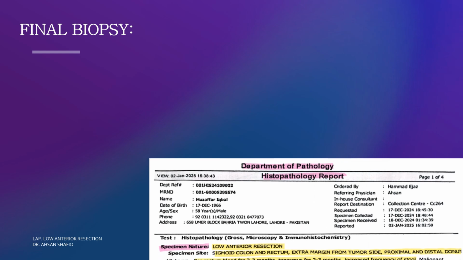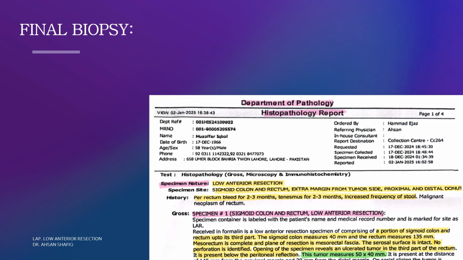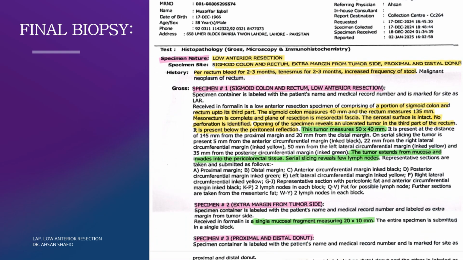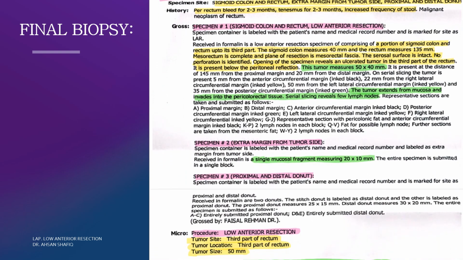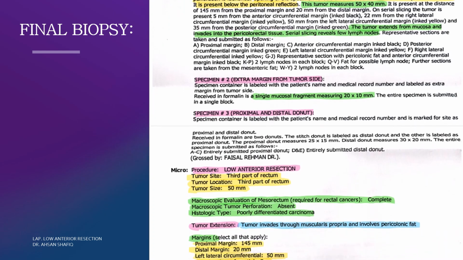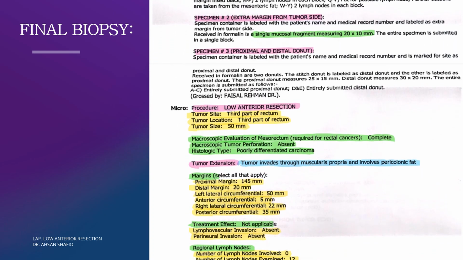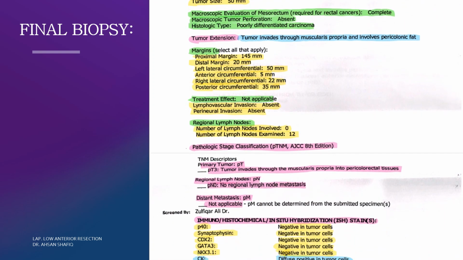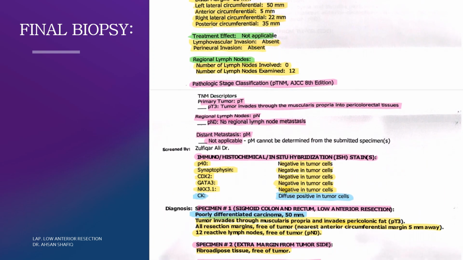On final biopsy, poorly differentiated carcinoma of 50 mm in size, located in 3rd part of rectum, involving the muscularis propria and pericolonic fat is seen, lymphovascular and perineural invasion absent, no regional lymph node involvement, all resection margins are free from tumor with nearest margin is 5 mm, tumor cells are diffusely CK positive, pathological grade of tumor is T3N0.